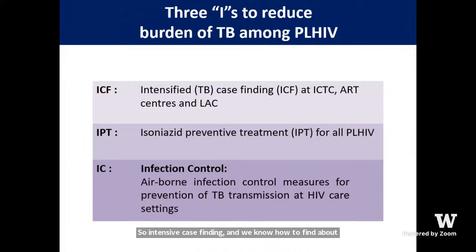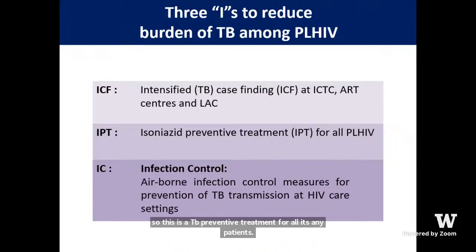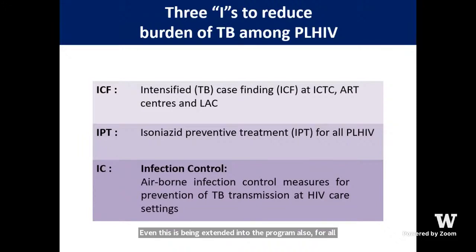So intensive case finding, and we know how to find cases in the centers, the 4S we have to know. Then comes INH prophylaxis, IPT. This is a TB preventive treatment for all HIV patients. It has even been extended in the program to all sputum positive non-HIV patients also. The household contacts are given an X-ray, a Mantoux or the IGRA, and then all are given INH prophylaxis. That has also come into the program as such in the NTEP. So IPT is very, very important.